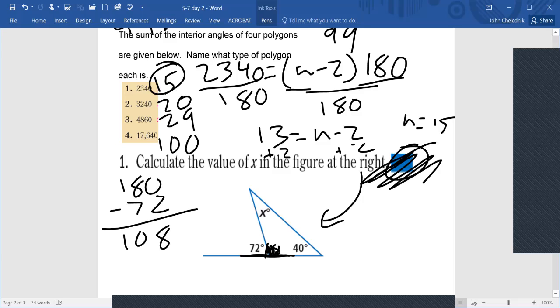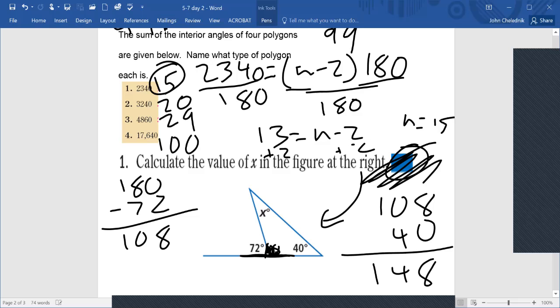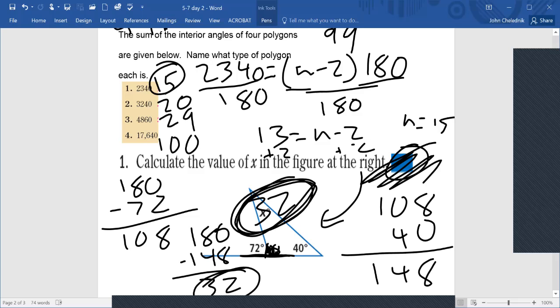Dude, what is wrong with my writing? Sorry. Okay, they all three add up to 180. So if I take 108 plus 40, you get 148. Take 180 and subtract the 148 away to find x. The final answer is 32. X equals 32. Notice, if you're sharp as a tack, the shortcut would have been to simply take 72 minus 40, because we know that this angle and this angle will add up to that exterior angle.